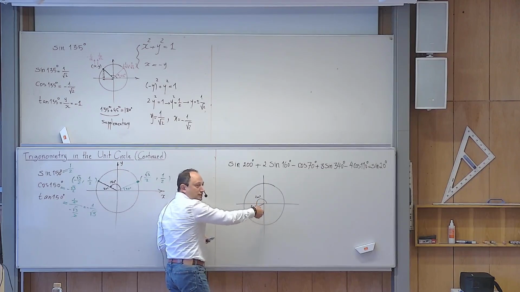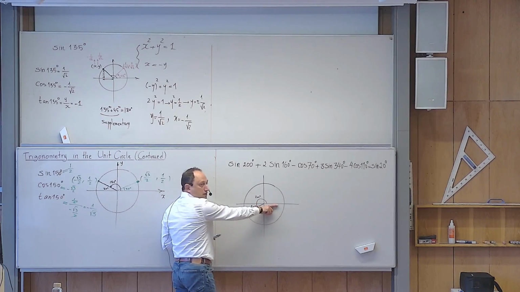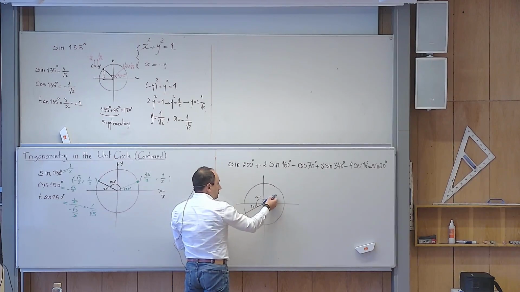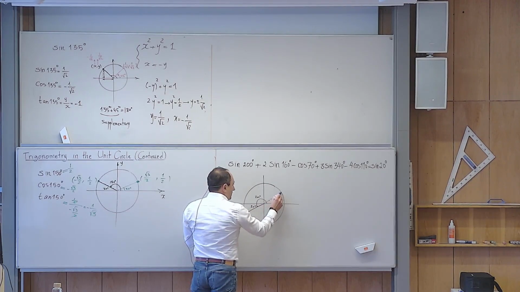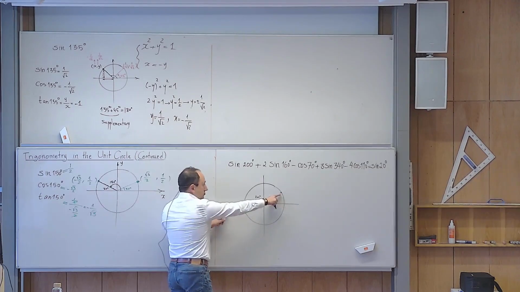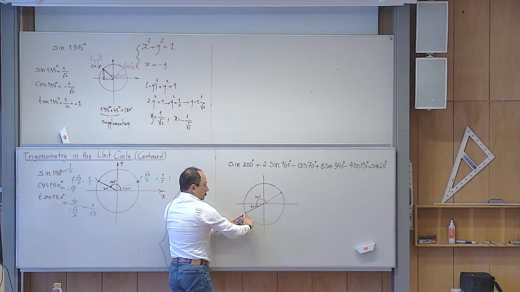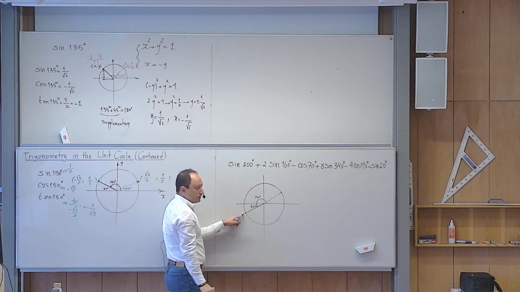But this is the size of the angle, 20 degrees. What is the real 20 degrees? It should start from here. So you start from here and rotate 20 degrees. Do you agree you will end up exactly in the opposite point of this one? Yes. Is that clear? Okay.